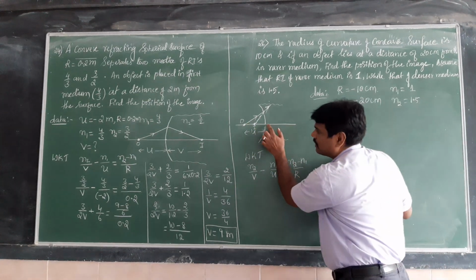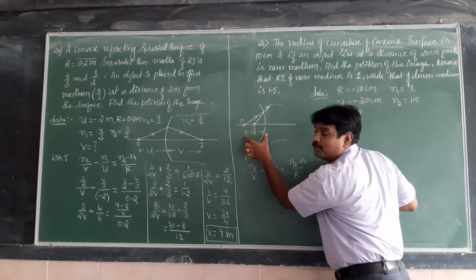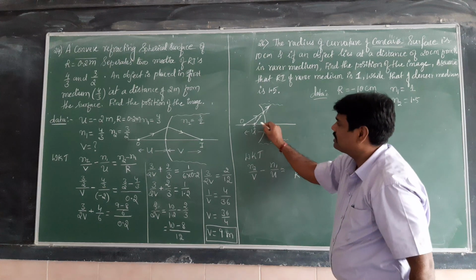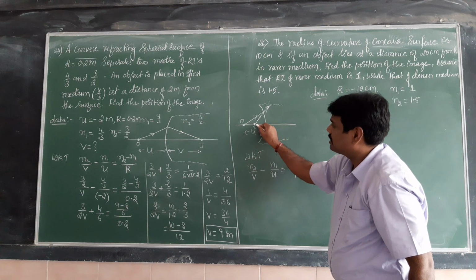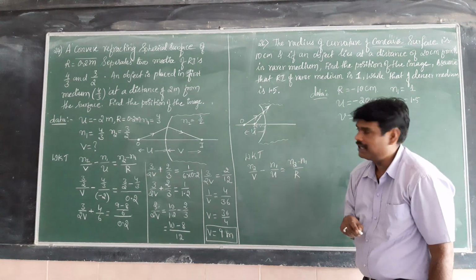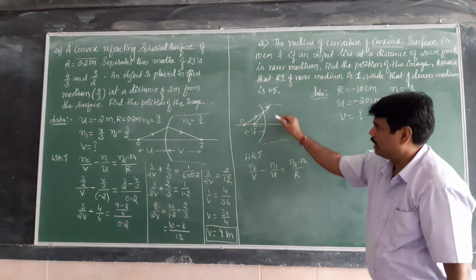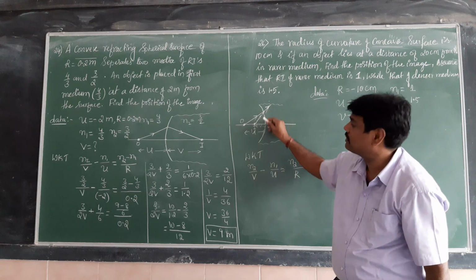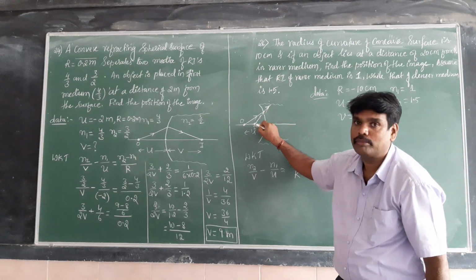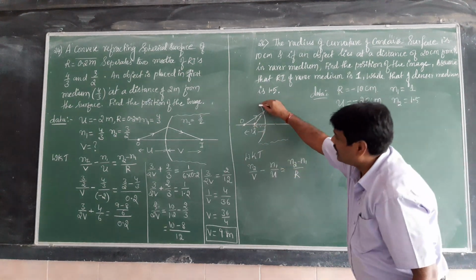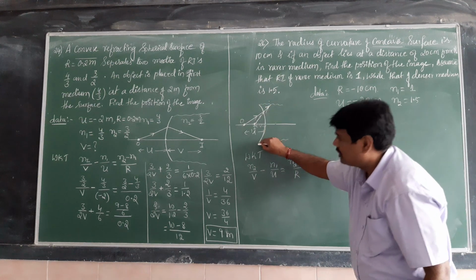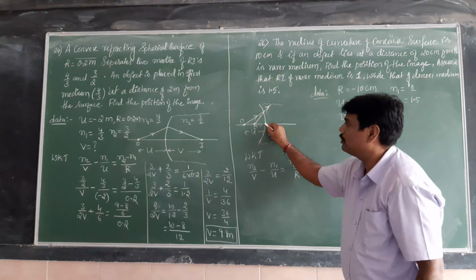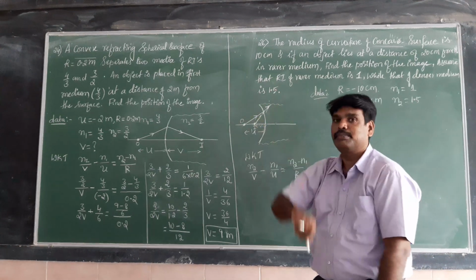This distance from here to here is called object distance. Here to here is called image distance. v is the image distance. So that is very important. We have to draw a dotted line here because it appears to diverge from the point where the image is formed. Since it is a diverging curved surface, unlike the converging curved surface, the image is formed on the same side where the object is placed.